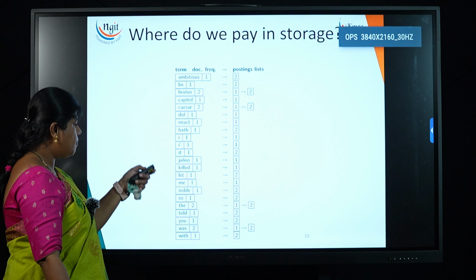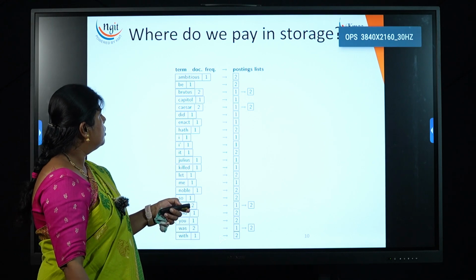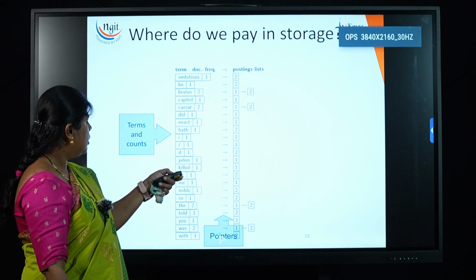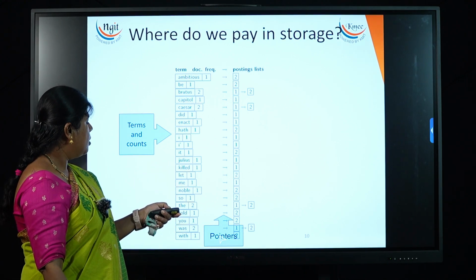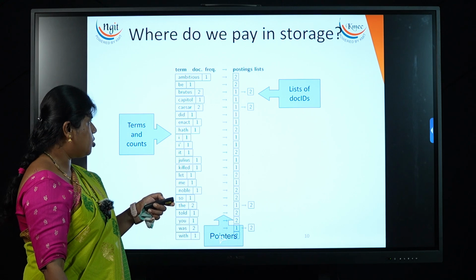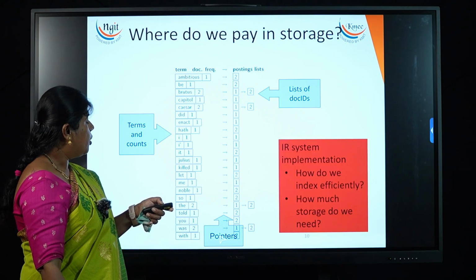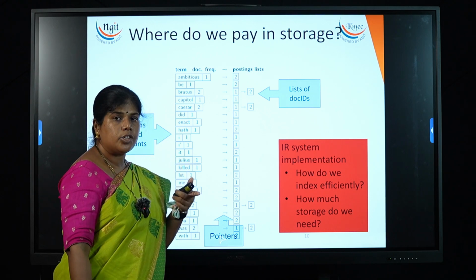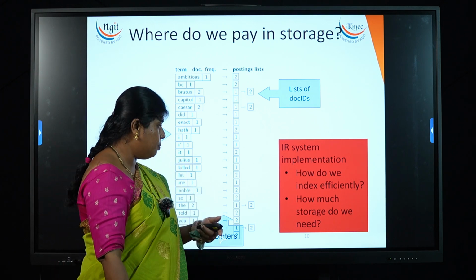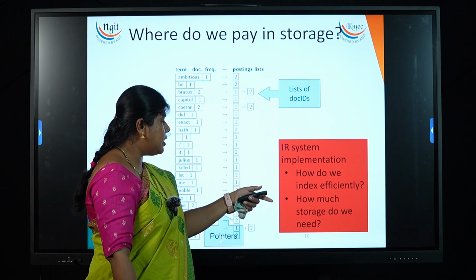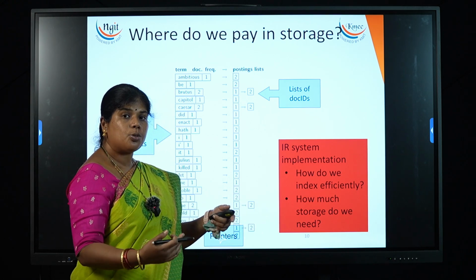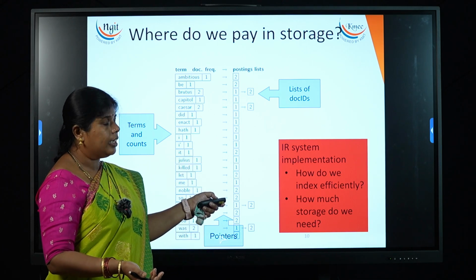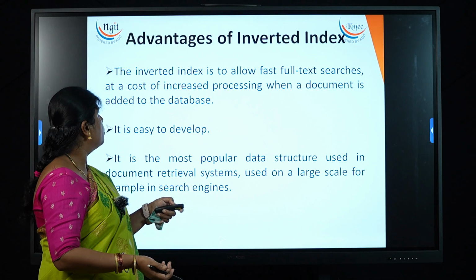Now, this is the final one. Okay. Now, this is the term and the count, and on the right side you can see the pointers and then the list of document IDs. Okay. Now, in IR system implementation, that is, in the information retrieval process, how do we index efficiently and how much storage will I use? How many megabytes of memory I need, we should be able to find out.